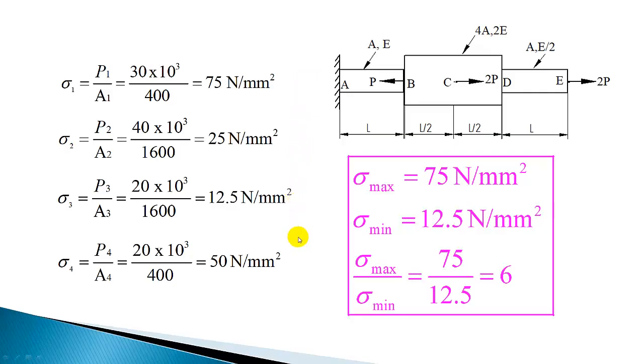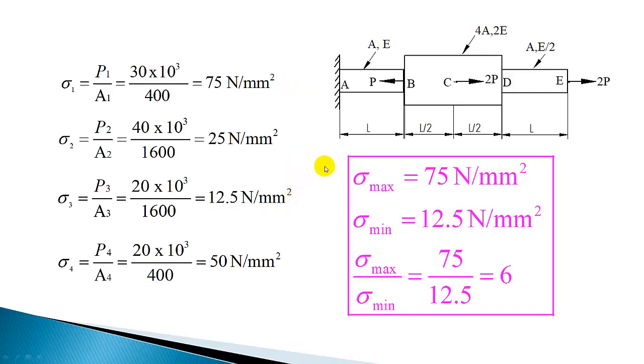Now we can find out the maximum stress. Out of these 4 values, the maximum value is 75 Newton per mm square, which is happening in the first section, that is in the portion AB. And the minimum value is coming in section 3, that is for the portion CD. There the minimum stress acting is 12.5 Newton per mm square. So we have identified the maximum stress and minimum stress.